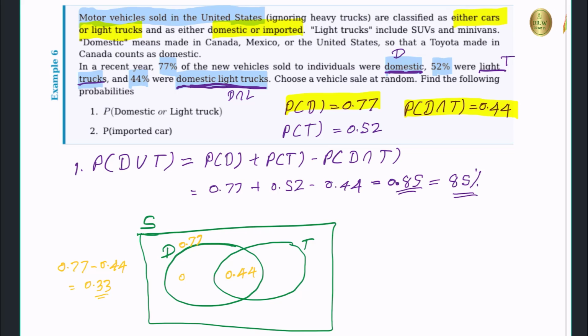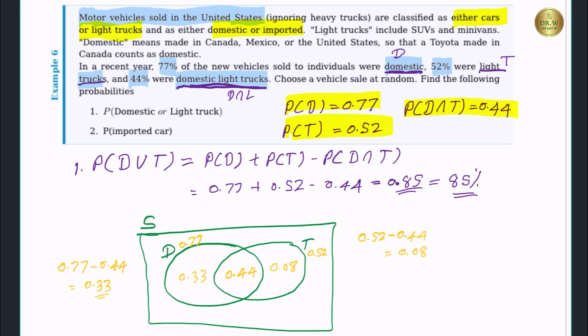It is 0.33. Similarly, we can find the only T, only light truck. How do we find the only light truck? What is the probability of T? It is 0.52. Therefore, in the circle T, it must be 0.52, right? So 0.52, but intersection is 0.44. Therefore, this is 0.08. So this is 0.08.